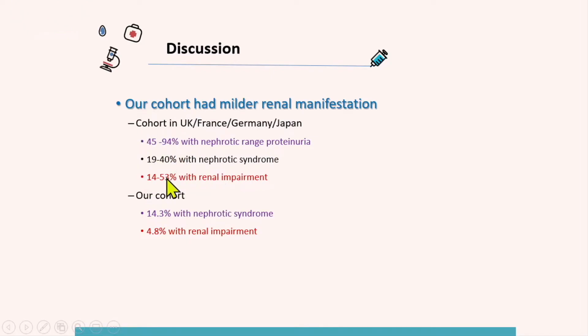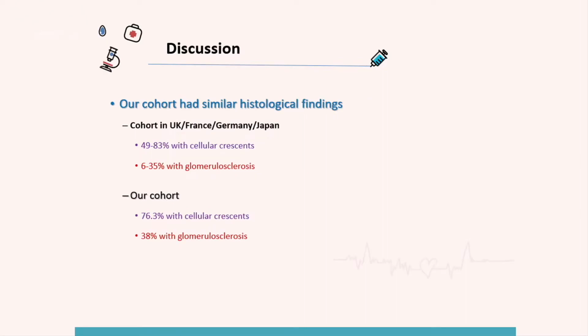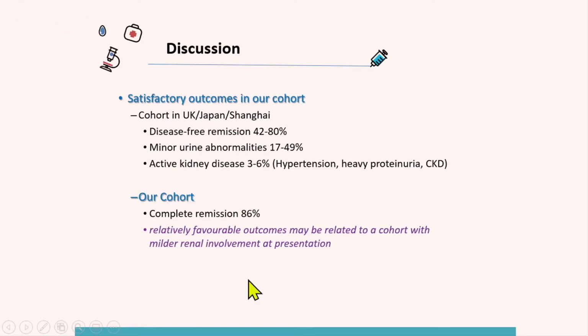And renal impairment is also 14 to 53% in these cohorts, but for us, it's less than 5%. So what is the implication? Does it mean that our children seem to have a milder initial presentation? And what is the reason? Is it genes or is it other factors? So you may ask, what is the histological finding? Interestingly, we have very similar presence of crescents and similar presence of chronic changes. So histologically, we are quite similar to the other cohorts, but the severity and the outcome seem to be of great difference. Yes, this is what we just said. Our outcomes seem to be much better. 86% managed to have complete remission.